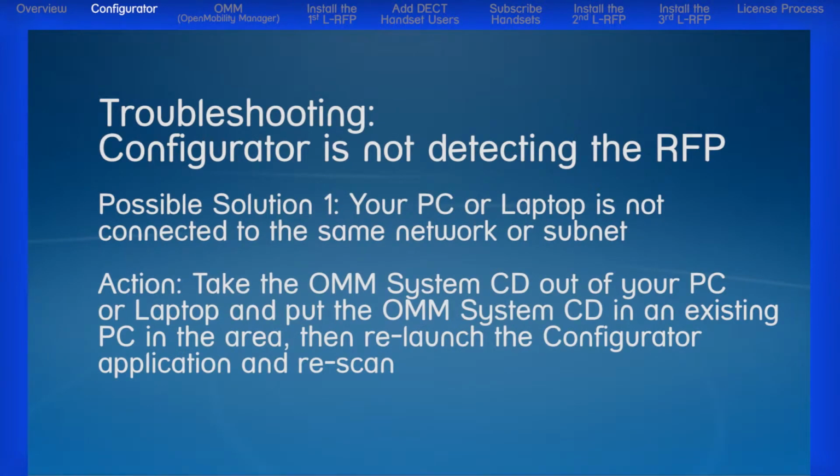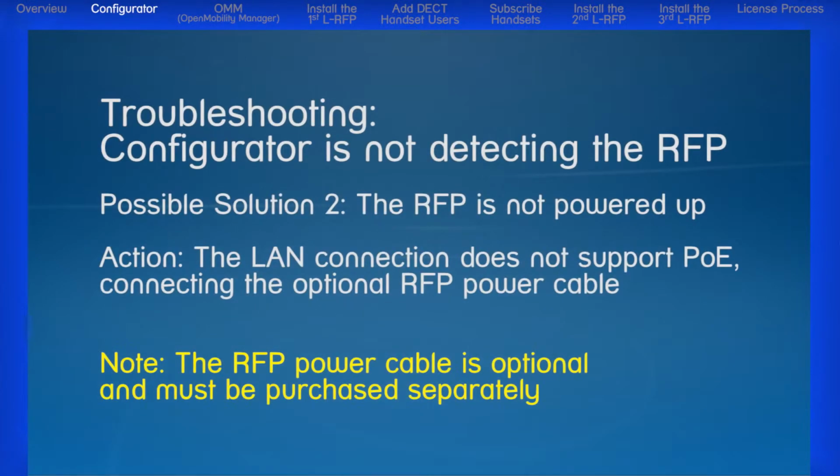Here are a couple of simple quick things you can check if you see the display message Timer Expired. Your PC or laptop is not connected to the same network or subnet. To troubleshoot, take the CD out of your PC or laptop and put the OMM system CD in an existing PC in the area. Then relaunch the configurator application and rescan. Another thing to check is that the RFP is not powered up. This could be because the LAN connection does not support PoE. If none of the display lights are on, try connecting the optional RFP power cable.